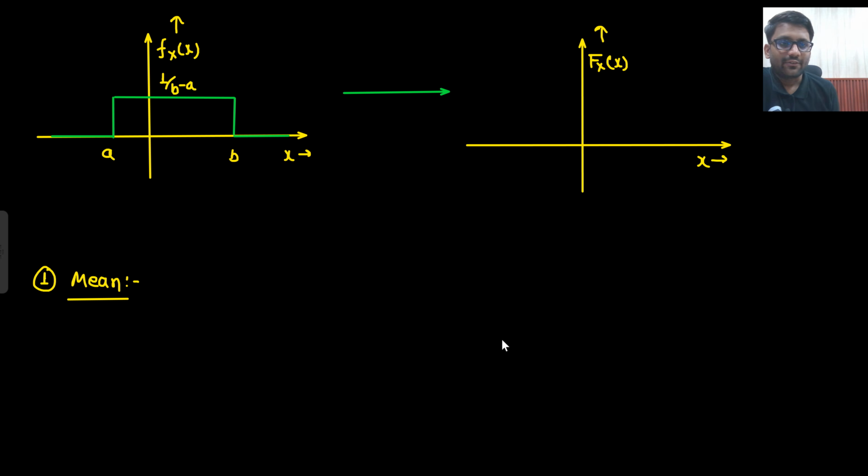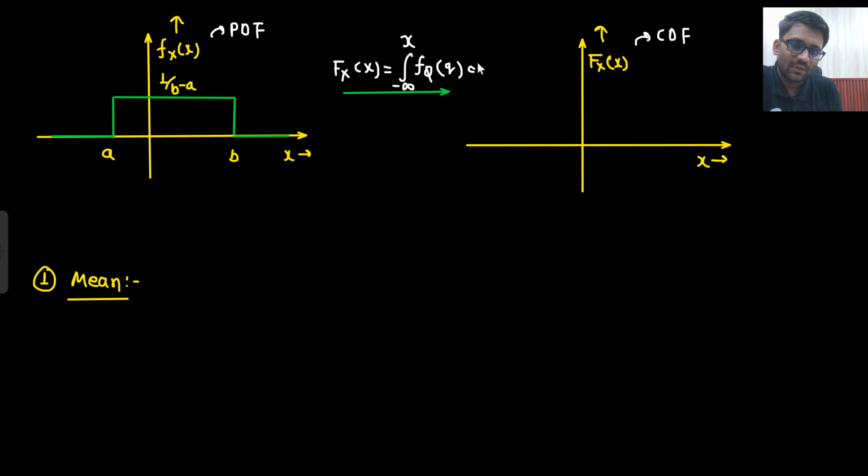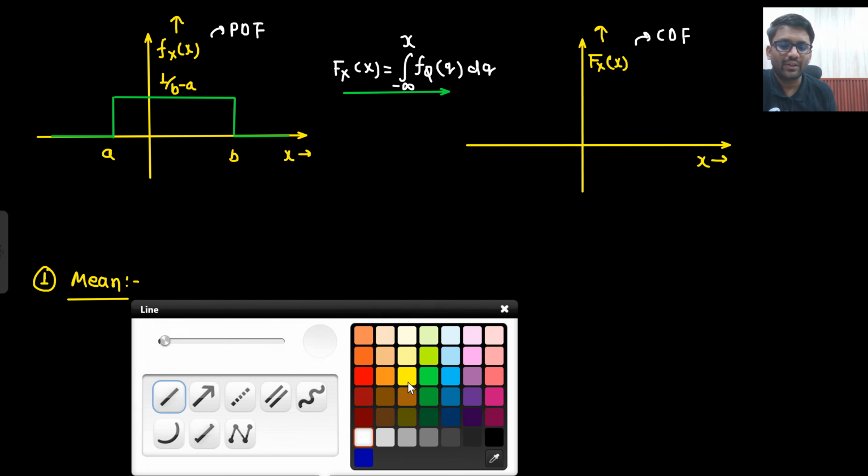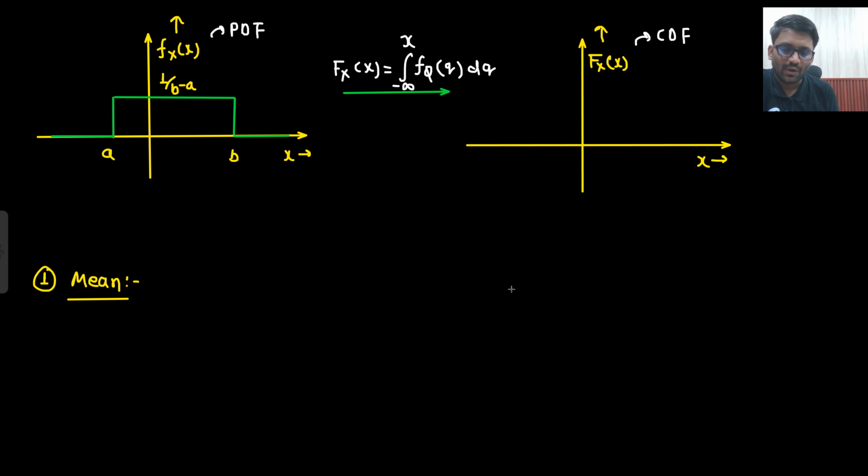Can you make its CDF? This is your PDF, right? From PDF to CDF you need to go. So what path do you follow? Your capital Fx of x would be equal to the integral from minus infinity to x of fq of q dq, right? So basically you need to integrate this particular graph. Do you know how to integrate? You should know how to integrate.